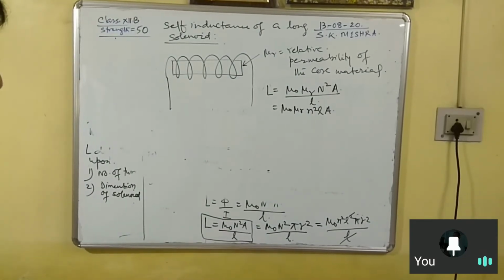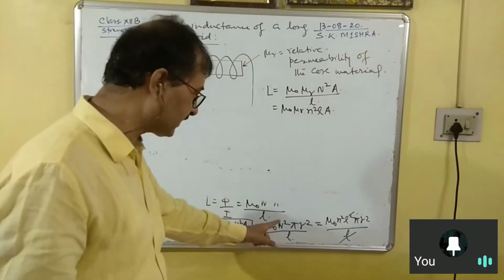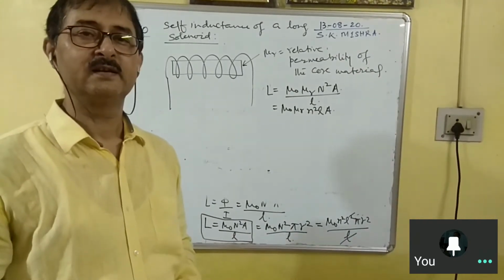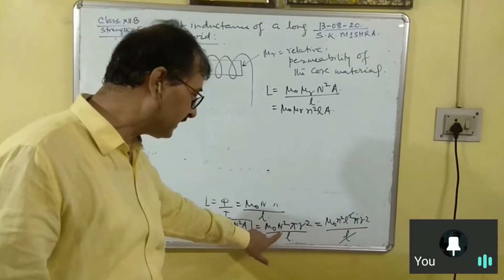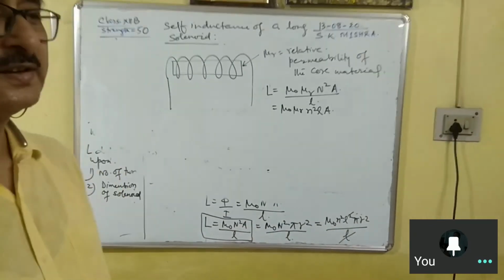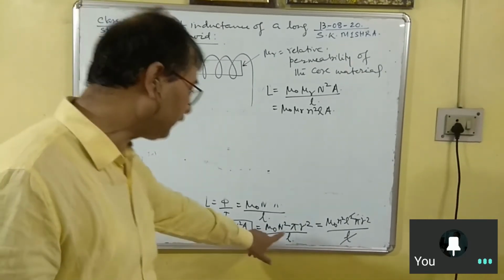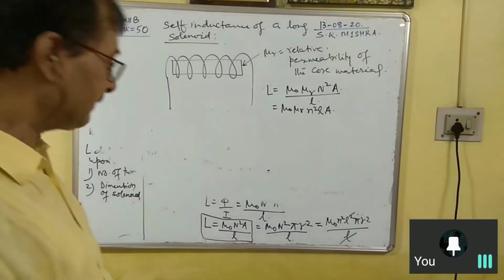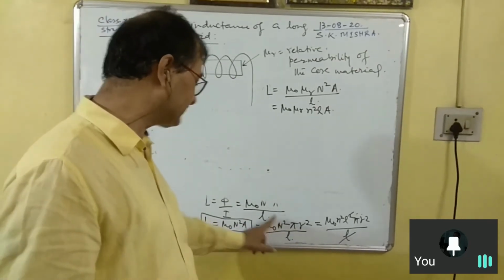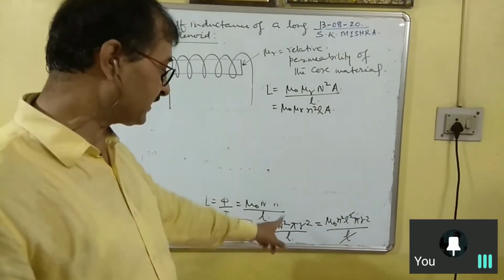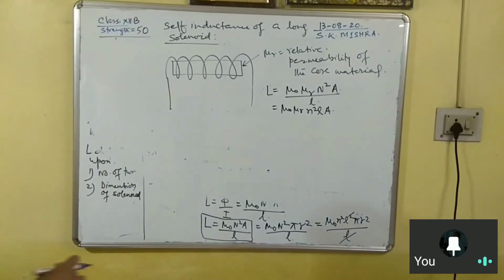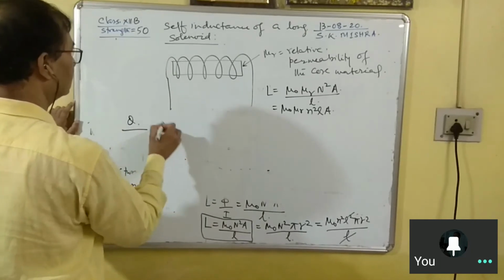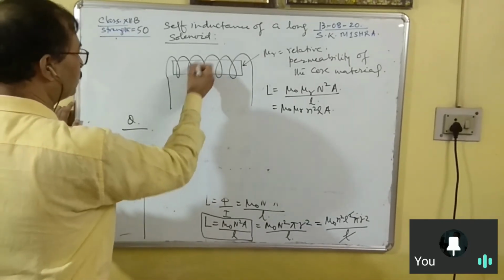So if you make the number of turns double, then what will be the change in self-inductance? It will be 4 times, a square is involved. So if it is doubled, it will be 4 times. If it is 3 times, then it is 9 times. A square term is involved. Okay? So I am giving you for iron core, some core material is there.